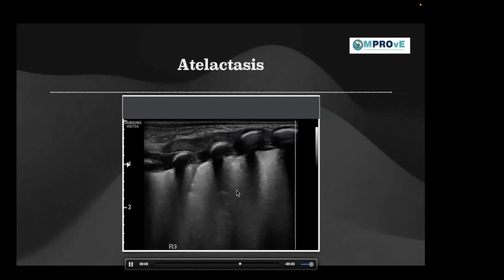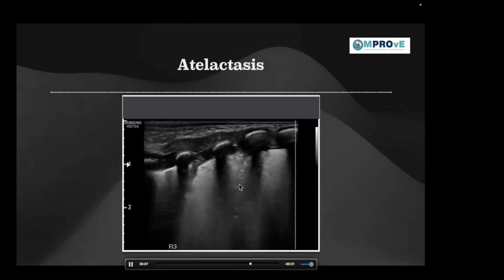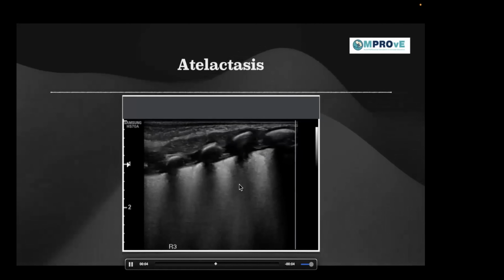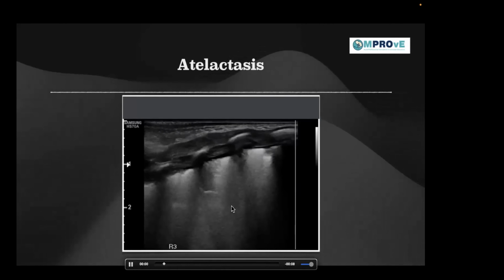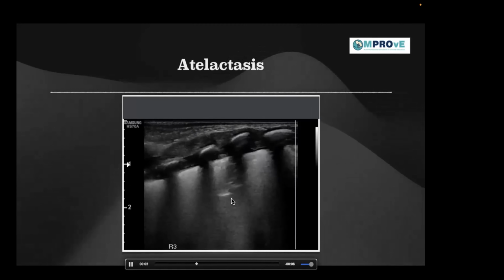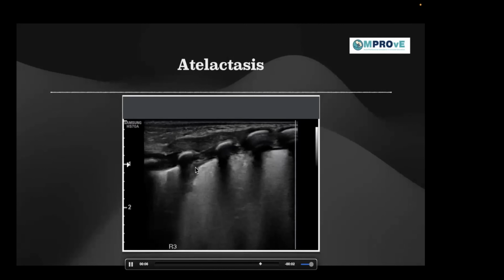The way to differentiate atelectasis from the consolidation, one of the things is that with the baby's breathing movement, atelectasis tries to open up. So when it tries to open up, you see more of the B lines, and as soon as it collapses again, you see this shred sign coming into the picture.